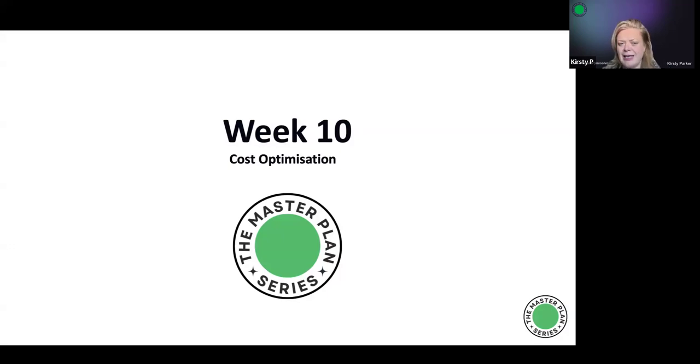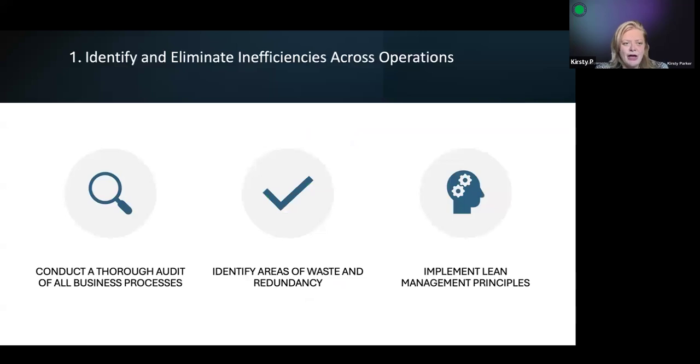We are looking at 5 key points on cost optimization for your business. So moving to the first slide, the first one is all about identifying and eliminating inefficiencies across your operation. I have been running businesses for about 30 years, and this is one of the first things I do when I go into a business.